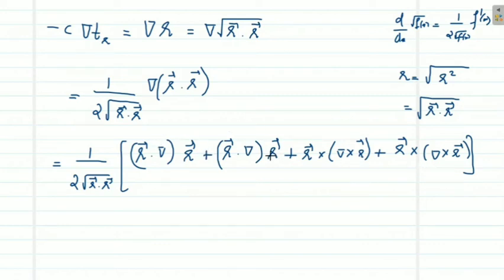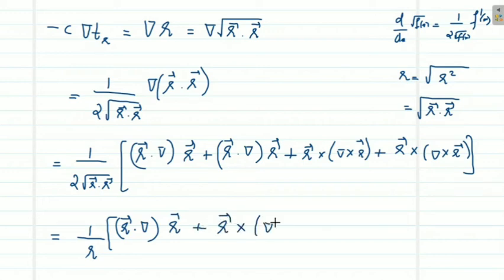Terms are repeating 2 times. So I can rewrite it like this: 1 by root of r bar dot r bar is 1 by r itself. So 1 by 2r into 2 times these terms. I am cancelling that 2 with the 2 inside the bracket, and I am going to write each term 1 time. So it will be r bar dot del of r bar plus r bar cross del cross r bar. Now let us find each of these terms, r bar dot del of r bar.